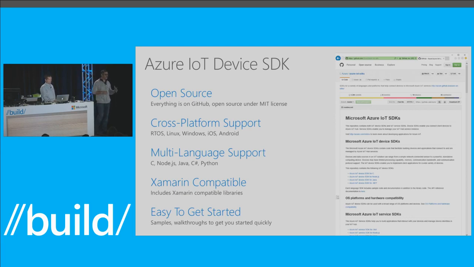You can develop in different languages depending on the OS you're working with, so C, Java, Python, C#, my favorite, Node.js. I love doing Node.js applications on small devices. Xamarin compatible, which, not to steal Cameron's thunder, but we're going to see in a minute. Super easy to get started out on GitHub. You can go up there, you can start downloading the client code and start working with it.